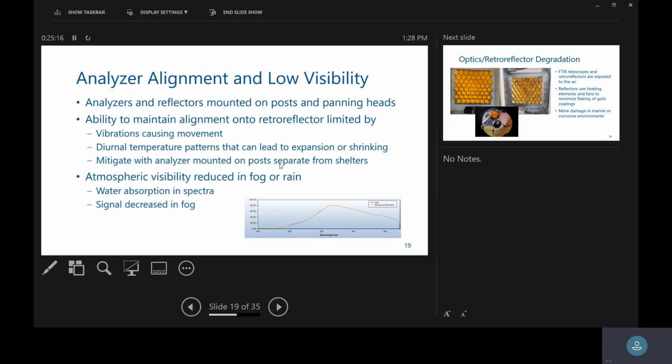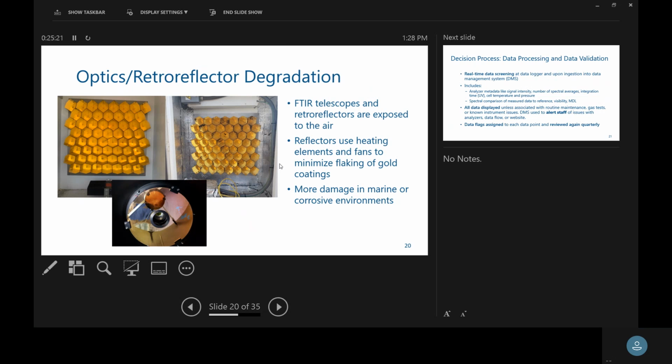So again, back to analyzer alignment. Mentioned all of these things. Some close-ups of some optics and retroreflector degradation issues. So you can see dust, flaking of the reflective surfaces and the like. And some of the facilities are fairly close to a marine environment, so that, of course, doesn't help the situation.